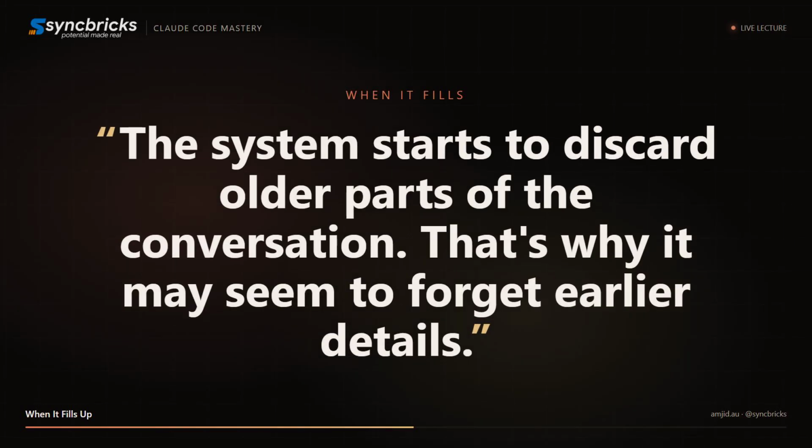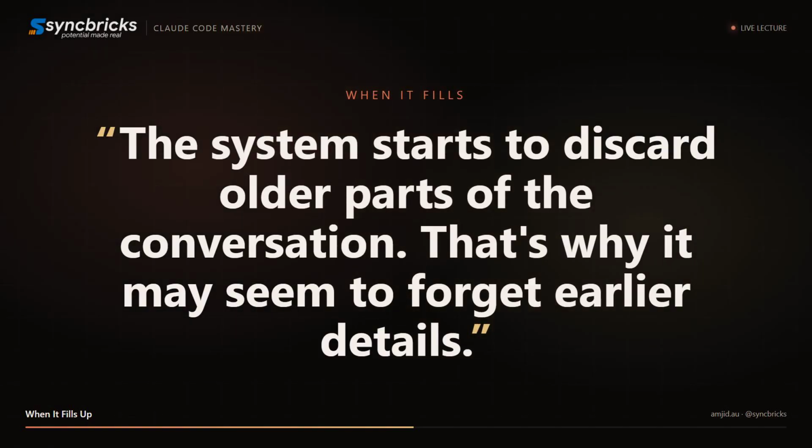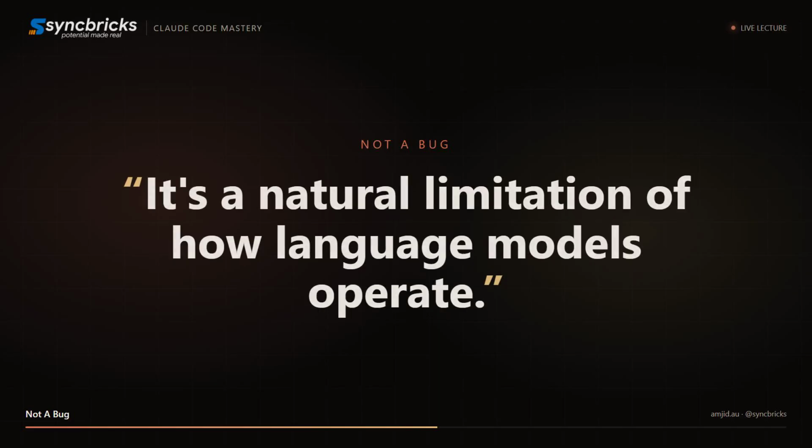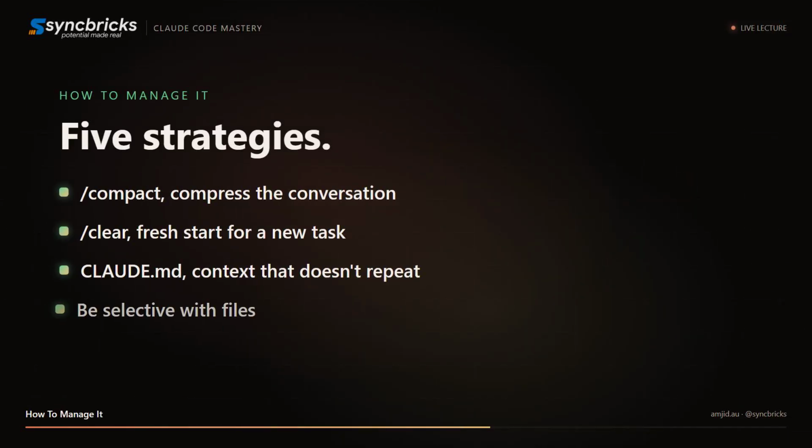Now let us discuss what happens when you reach the limit. When the context window is full, the system begins to discard older parts of the conversation. This is why it may appear to forget earlier details. This is not a fault in the system, it is a natural limitation of how language models operate. However, there are effective ways to manage this.